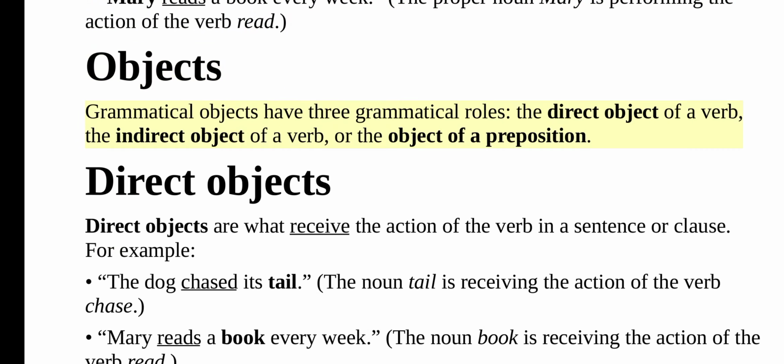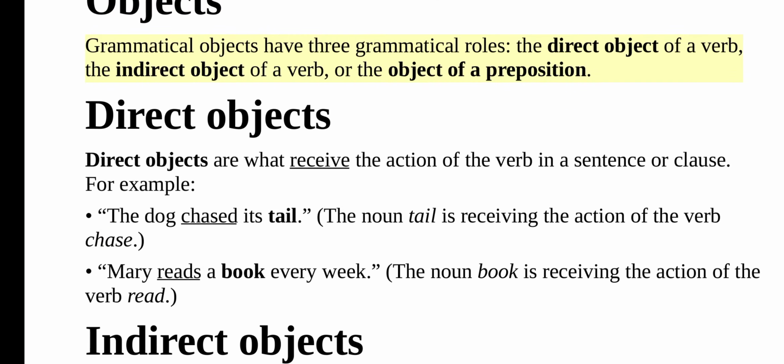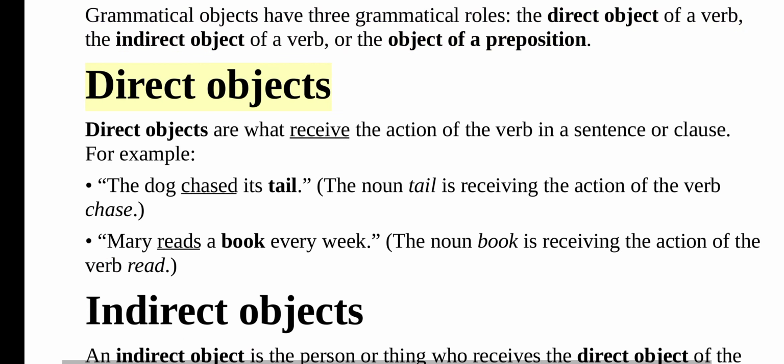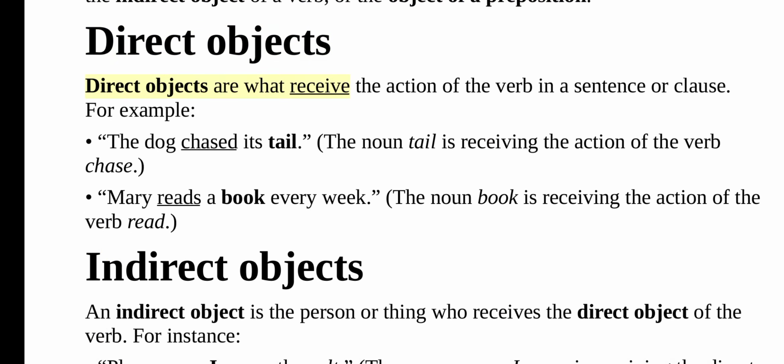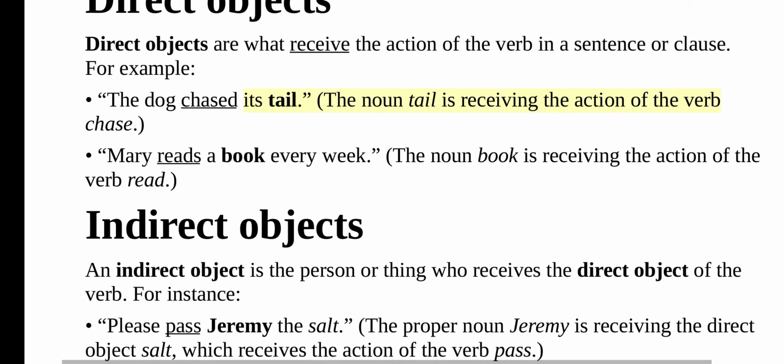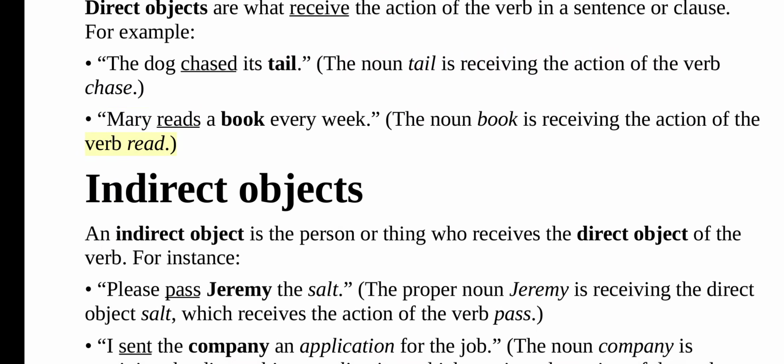Objects. Grammatical objects have 3 grammatical roles: the direct object of a verb, the indirect object of a verb, or the object of a preposition. Direct objects. Direct objects are what receive the action of the verb in a sentence or clause. For example, the dog chased its tail. The noun tail is receiving the action of the verb chase. Mary reads a book every week. The noun book is receiving the action of the verb read.